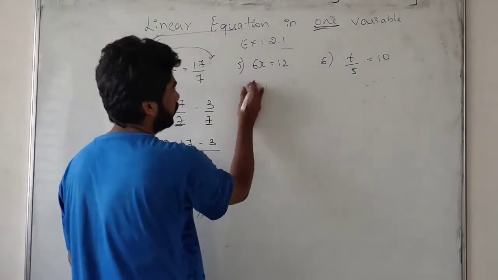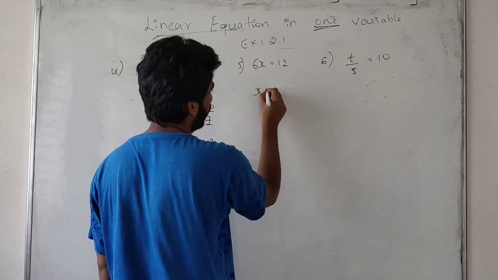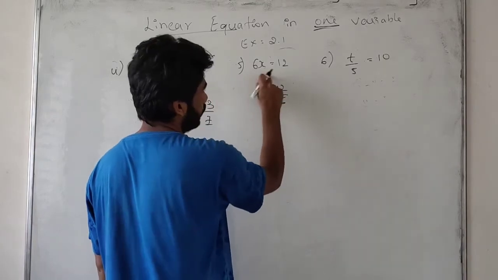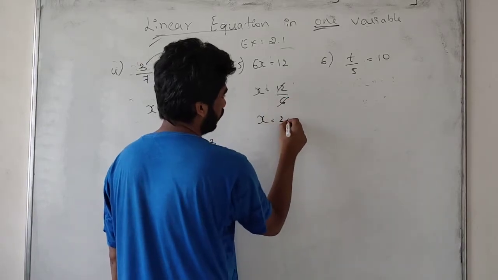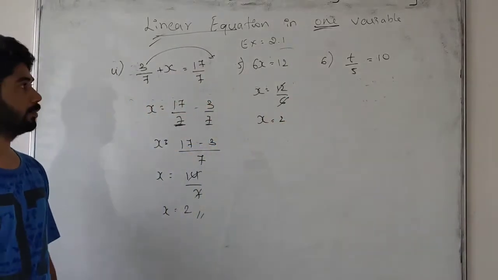Next one. See here 6x minus 2. So x I will take as 12 divided by 6. What is the denominator? x is equal to 1 twos are 2. So x is equal to 2 is the required answer. Okay.